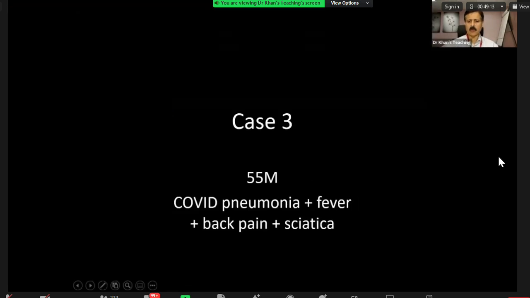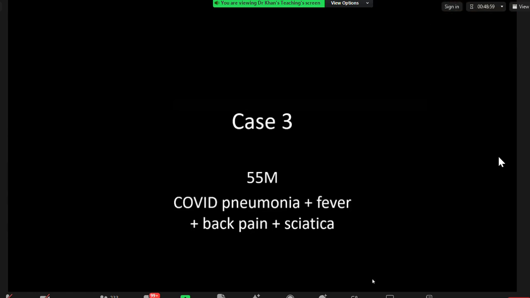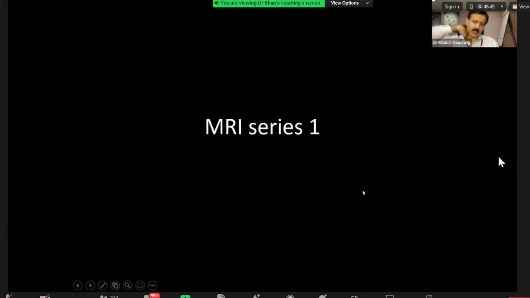COVID pneumonia with fever, back pain, and sciatica. They were worried about spondylodiscitis in this case. Can you see my screen? Yes, I can. Okay, let's try if I can give you the remote. If it works fine, otherwise maybe I will scroll for you. So now the control is with you. Can you scroll through it?